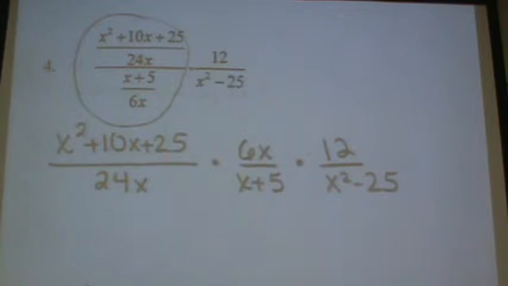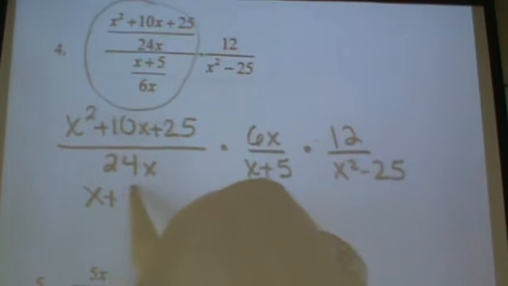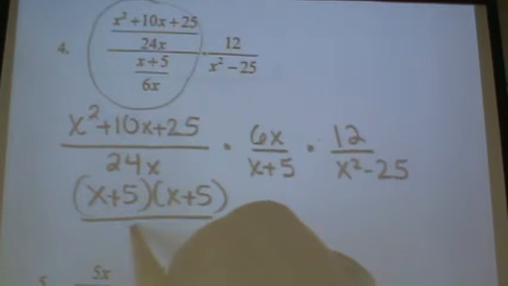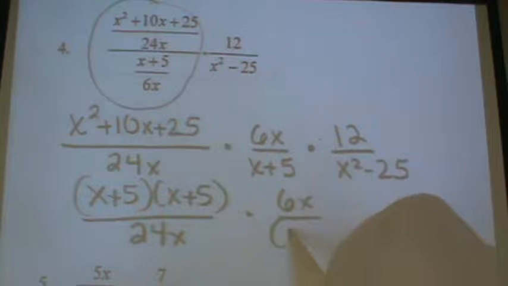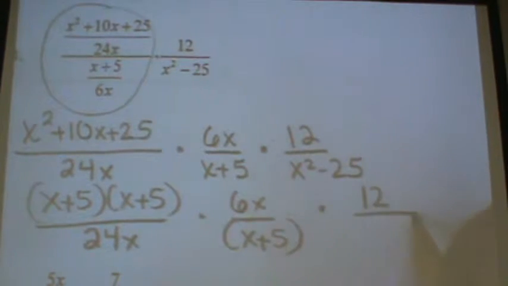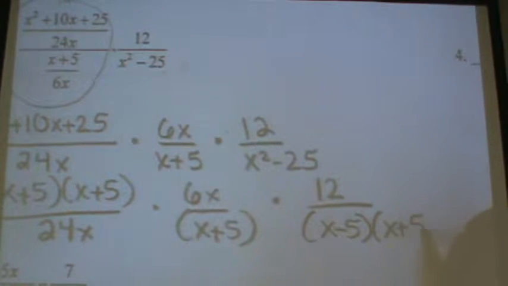Right? Yeah. Now let's factor the daylights out of this. What do you factor? What does this factor to be? X plus 5, x plus 5. What does this bottom factor? X minus 5, x plus 5.